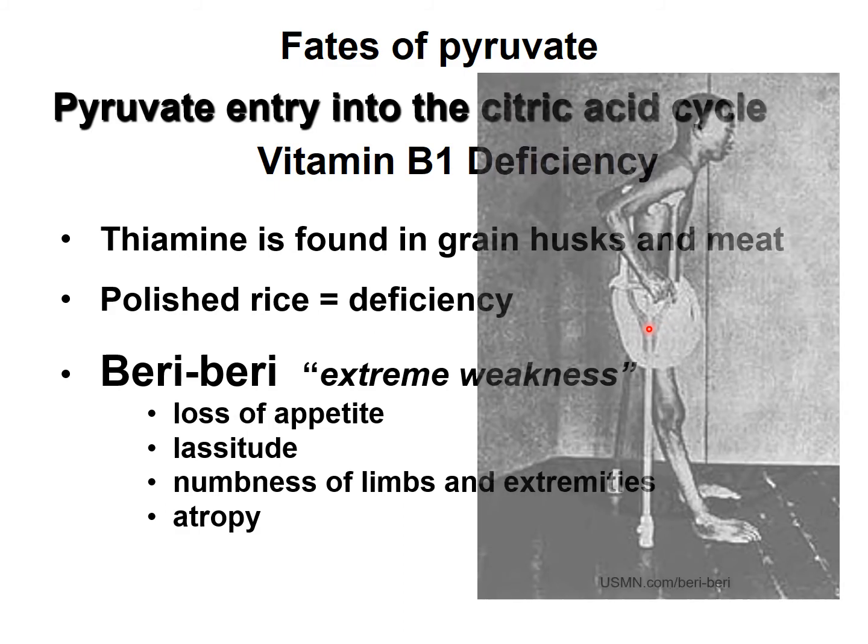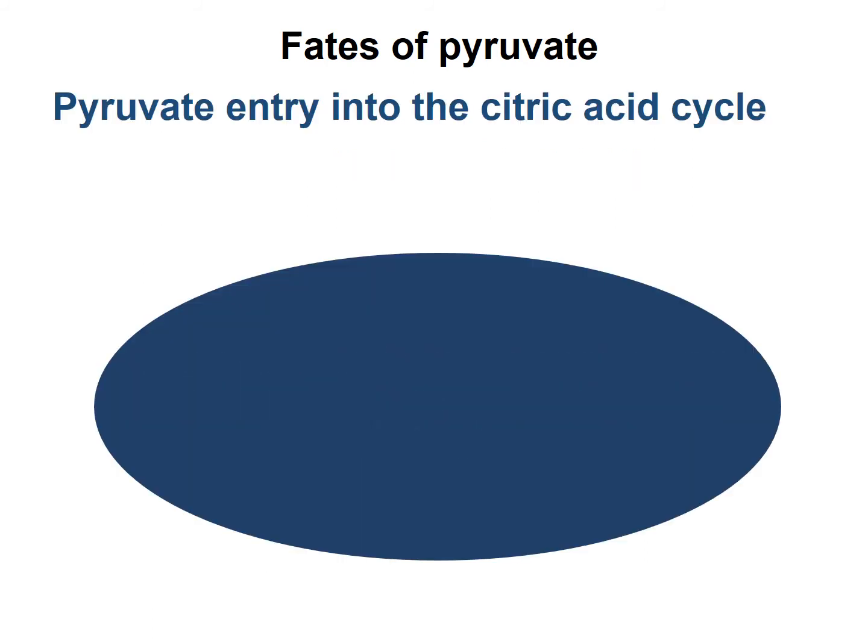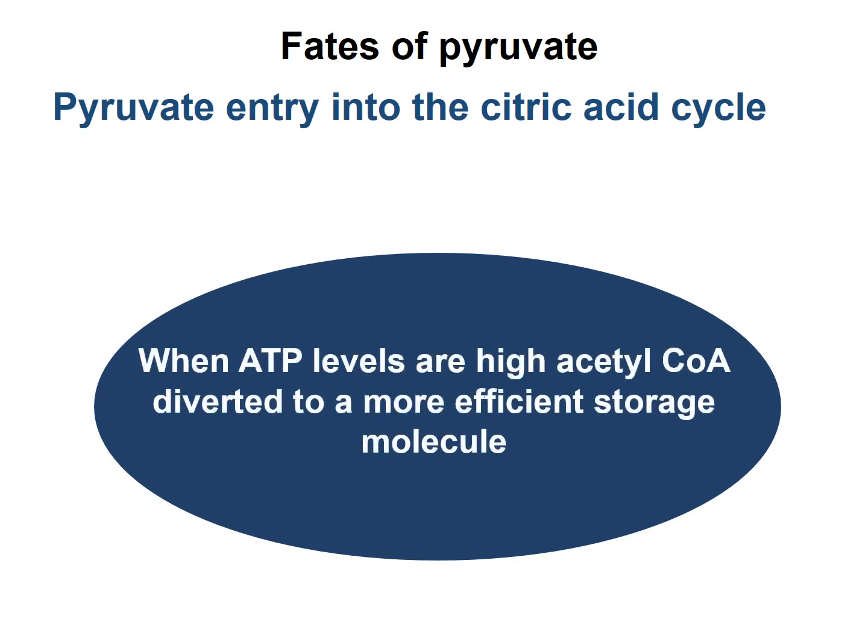Another example of vitamin B1 deficiency is known as the Wernicke-Korsakoff encephalopathy, which affects only alcoholics. Okay, we have talked about the first possible fate of pyruvate, which is to feed into the citric acid cycle.